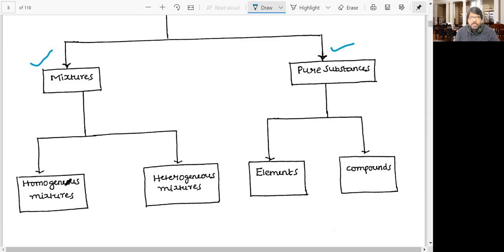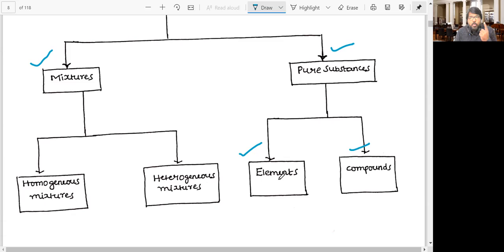And if we cannot separate the components from the mixture, then it is said to be homogeneous. Single phase, there is only one phase. And heterogeneous mixture means the components can be separated. I will also give the examples. And pure substances, as I told you, it has only one component. And these are further classified into 2 types. They are elements and compounds.